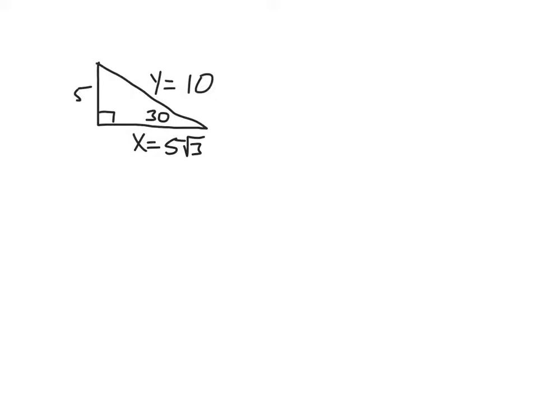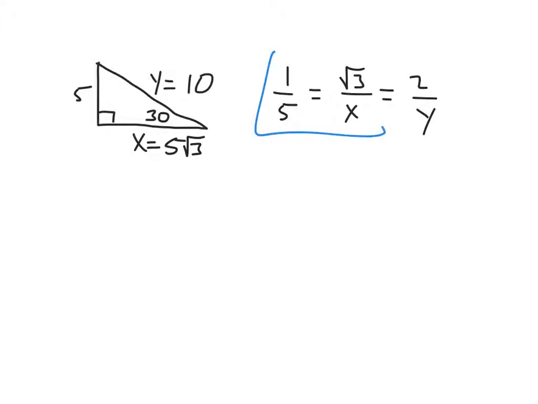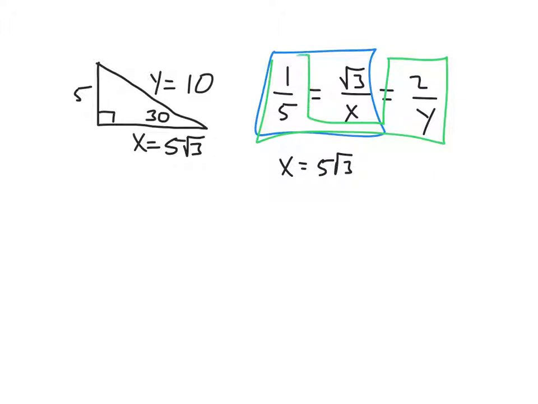And so then you set up your proportions. 1, square root of 3, 2. We know the short leg, x is the long leg, y is the hypotenuse, and then we simply solve our proportion, cross multiplying here. X equals 5 square root of 3. Oops, can't do that proportion. We want to set up the outside two fractions, cross multiplying, y equals 10.